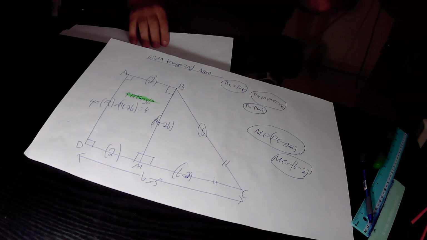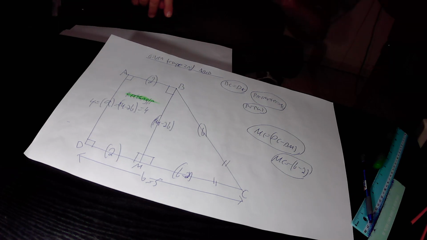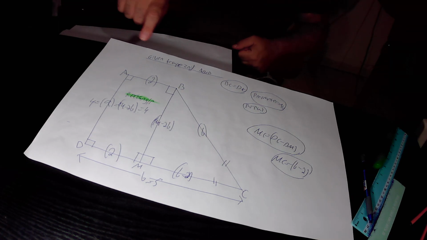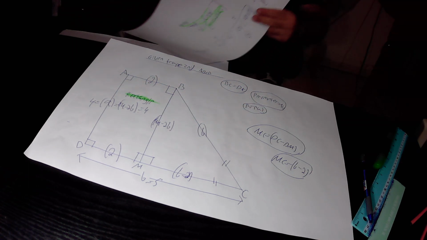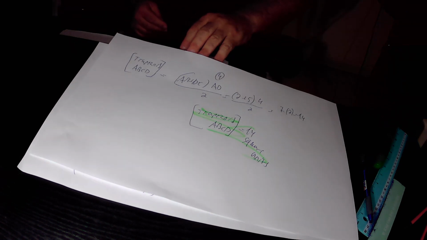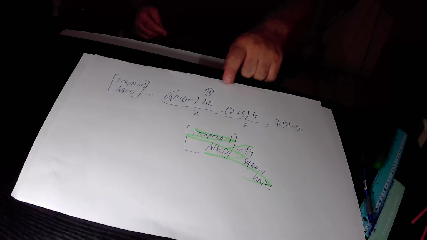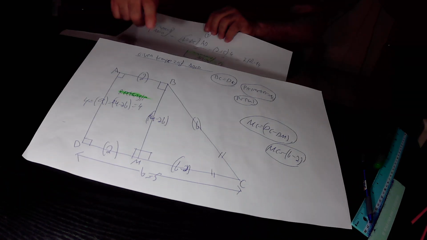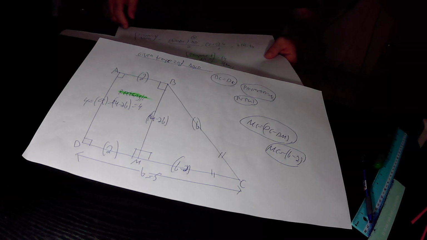So the area of trapezoid ABCD, according to the formula that I presented to you at the beginning of the lecture, is equal to the sum of its two parallel bases, that is AB plus DC, times the height AD, over 2. AB is 2 according to what is given in the question, DC is 5, and AD is 4.